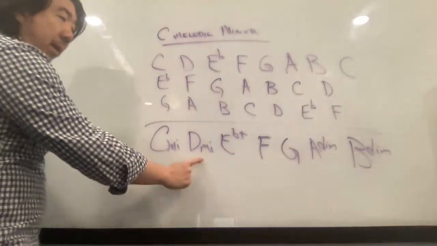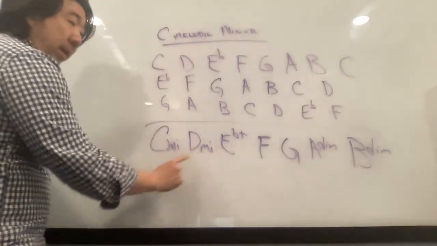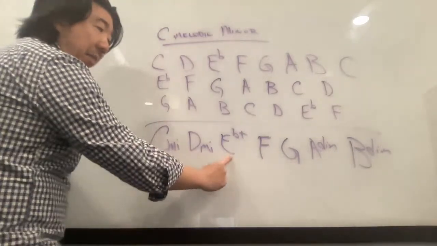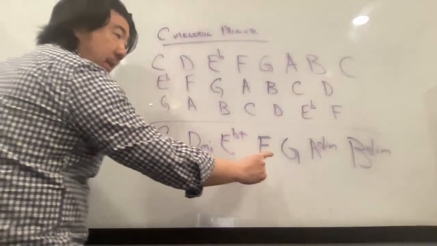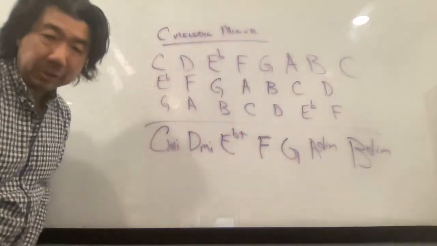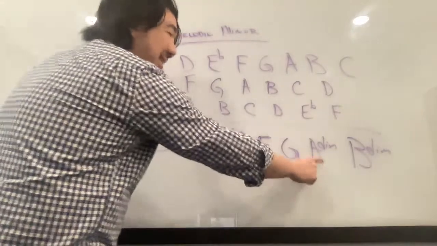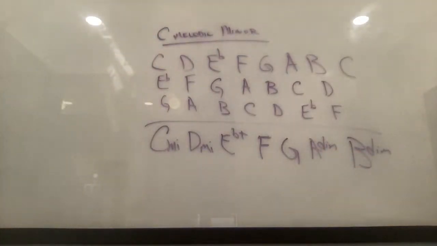C minor, D minor. That's the 1 and the 2, they're minor. The flat 3 is augmented. The 4 and the 5 are major. The 6 is diminished, and 7 is diminished. Okay. I'm going to let that soak in.